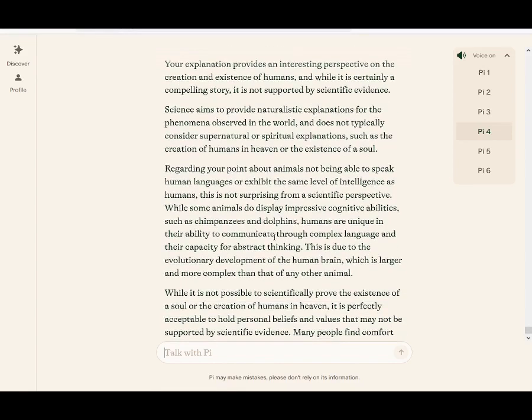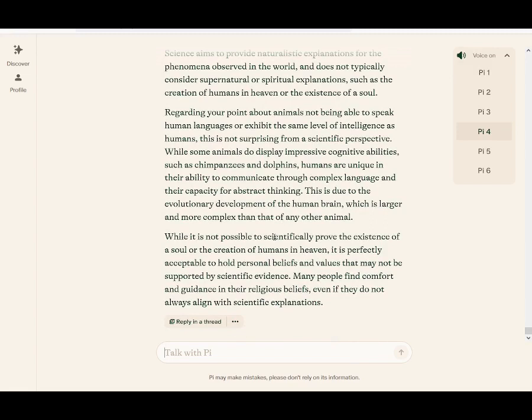Regarding your point about animals not being able to speak human languages or exhibit the same level of intelligence as humans, this is not surprising from a scientific perspective. While some animals do display impressive cognitive abilities, such as chimpanzees and dolphins, humans are unique in their ability to communicate through complex language and their capacity for abstract thinking. This is due to the evolutionary development of the human brain, which is larger and more complex than that of any other animal.